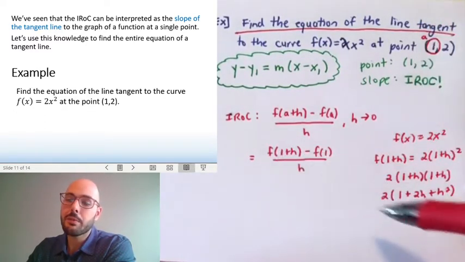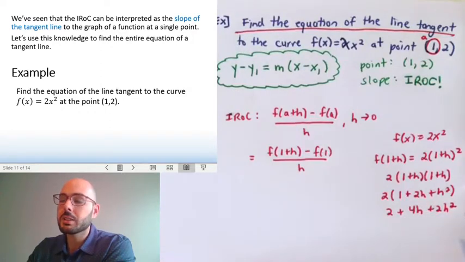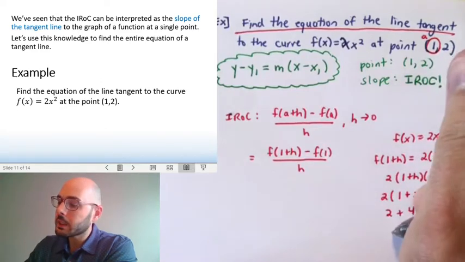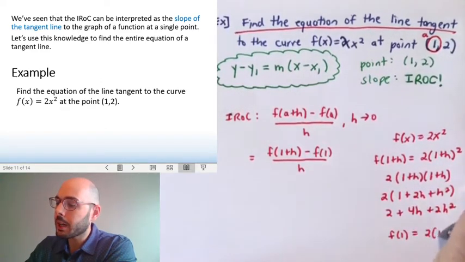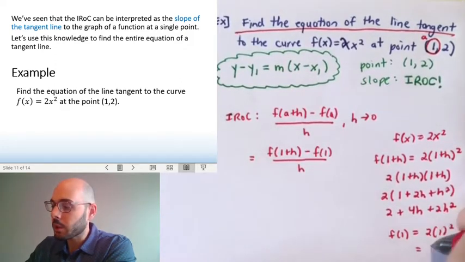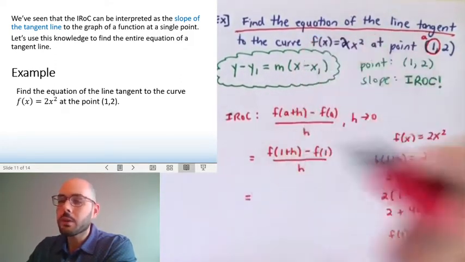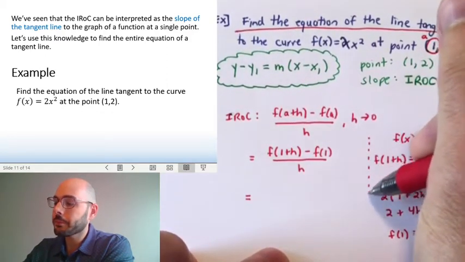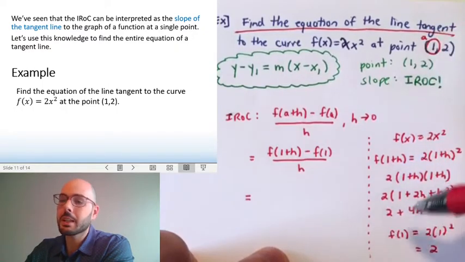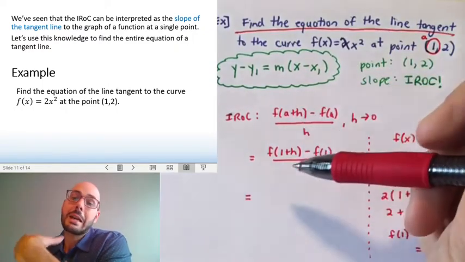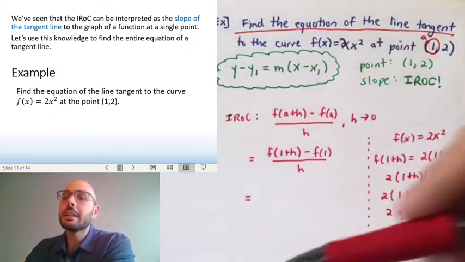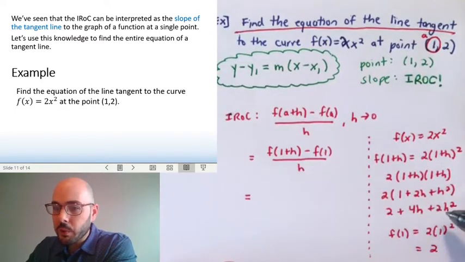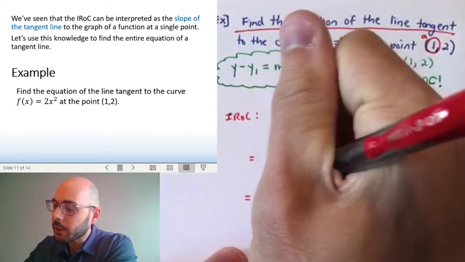When I plug back into my formula, it'll be 2 plus 4h plus 2h squared. The other part we have to find is f of 1. So f of 1 is just going to be 2 times 1 squared, which is 2. So let's go back to our formula. This is like our scratch work. Sometimes I'll do a dotted line here, by the way, just to separate that and say, hey, this is my scratch work, but on the left is really my nice formula leading to the answer work. Okay, so f of 1 plus h was 2 plus 4h plus 2h squared, so let's go ahead and write that.